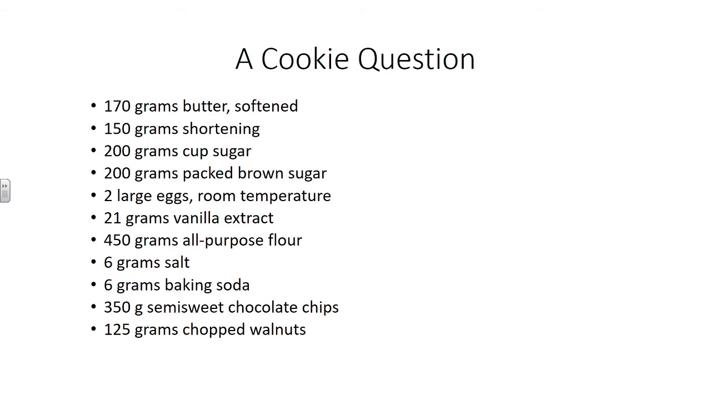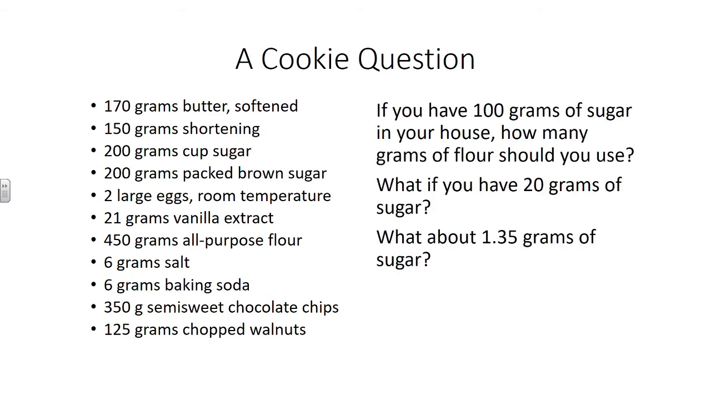So here is our cookie recipe. Again, a mass-based cookie recipe. And we're going to conceptually think our way through the following situations. If you have 100 grams of sugar in your house, how many grams of flour should you use? So I'm just connecting one ingredient, sugar, to one other ingredient, flour. Well, I can see that 100 grams is half of the sugar, and so I would want to use half of this. That's 225. What if I have 20 grams of sugar? Okay, well, that's 1/10. I'm making a 1/10 batch here. So that would call for 45 grams of flour.